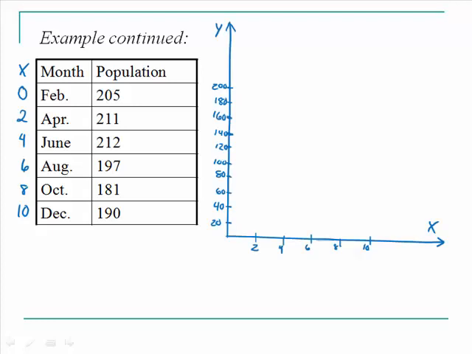Now we plot our data points. For 0 we have 205, 2 we have 211, 212 for 4, 6 we have 197, 8 we have 181, and 190 for 10.